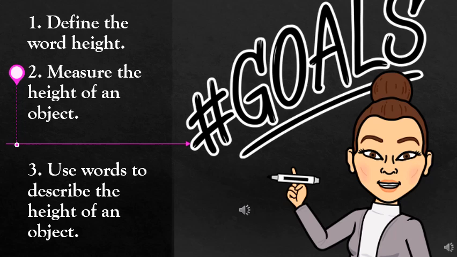And here are our learning goals for today. At the end of this video, you should be able to define the word height, measure the height of an object, and use words to describe the height of an object. That means you'll know what the word height means. You'll be able to measure height of different objects, and you'll be able to describe the height of something using words.